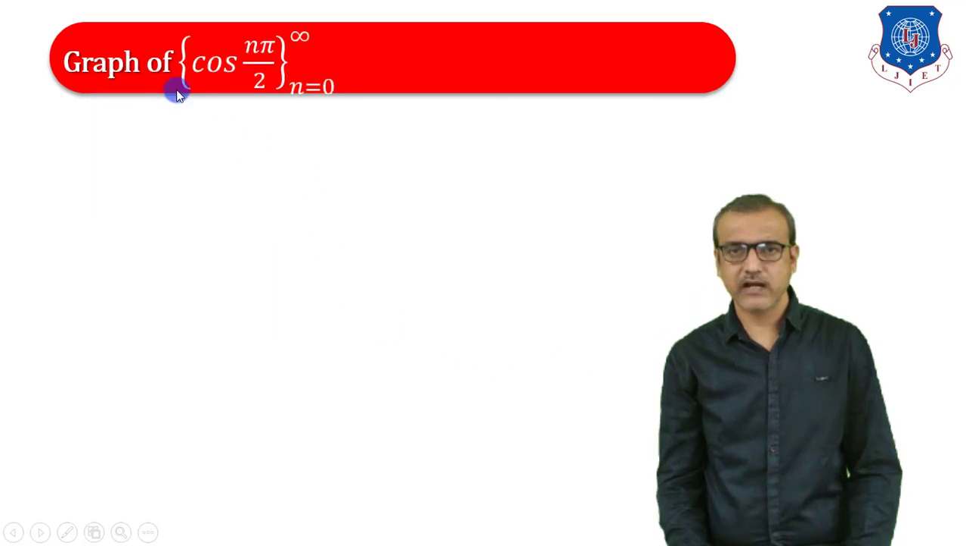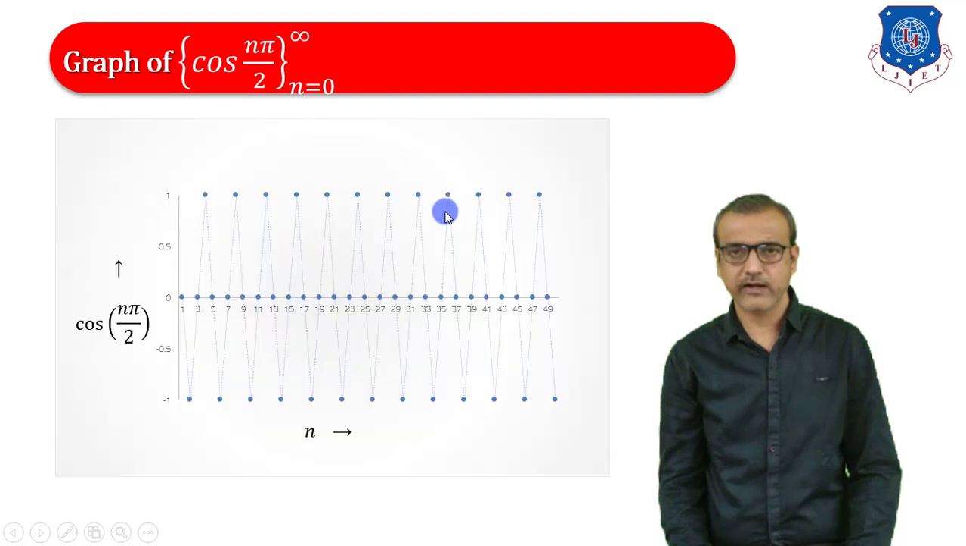Now we will see graph of cos n pi by 2, where n varies from 0 to infinite. For n equals to 0, cos 0 is 1. So (1, 0) will be a point on the x-axis. So this is the (1, 0) point.